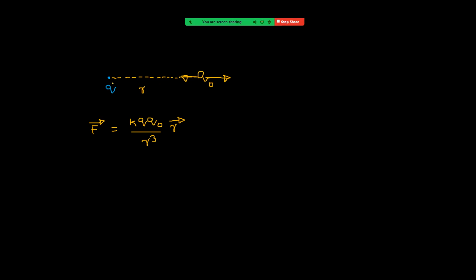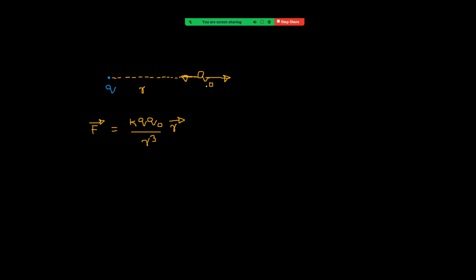Now see carefully. If Q and Q naught are both the same sign, meaning both are negative or both are positive, if both are negative, minus into minus becomes plus. Then the direction of F bar is the direction of R bar. See what it means.